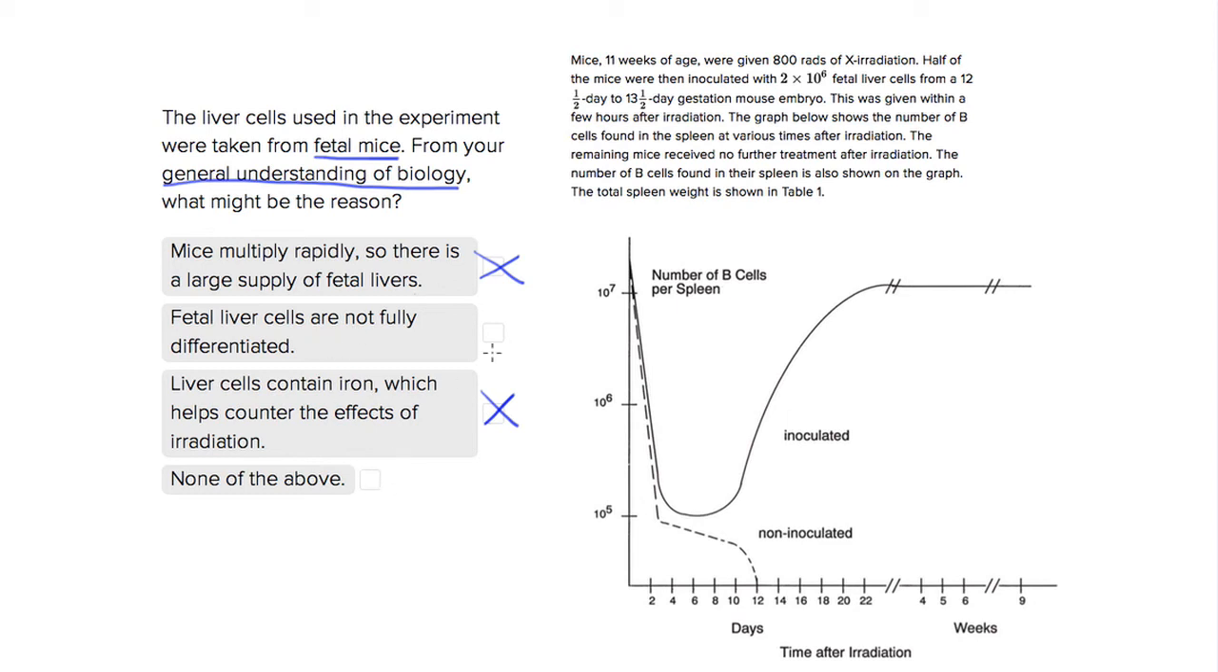So we're stuck now between this idea of fetal cells not being differentiated and none of the above. This does seem to make sense. This is a really challenging question, and this is not a typical type of question on the ACT. So choice 2 is the answer because this does make sense, but really don't worry about a question like this. This is so rare. So choice 2 is our answer.